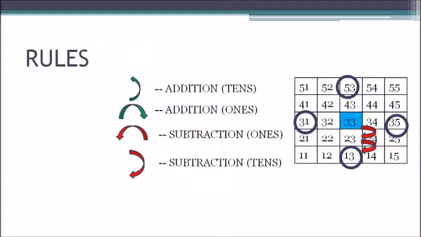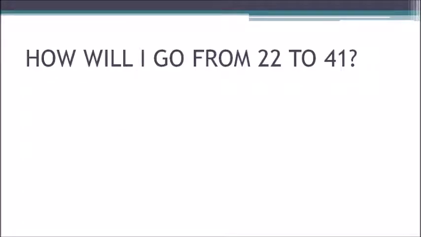Just try to remember these rules, then you will easily find out the answer using the number grid without using any pen and paper. Now let's do a question. This question is also given in your book. How will I go from 22 to 41? Now just look at your number grid you have. I will just take that part of number grid which I need.